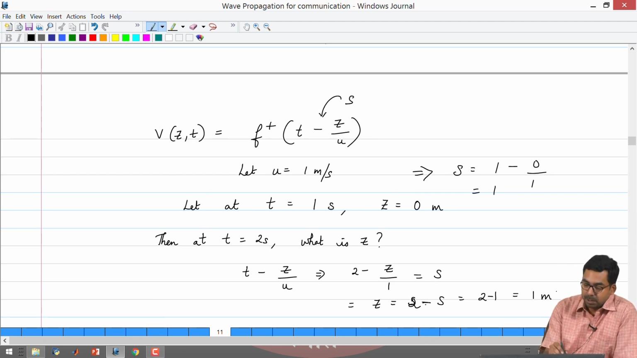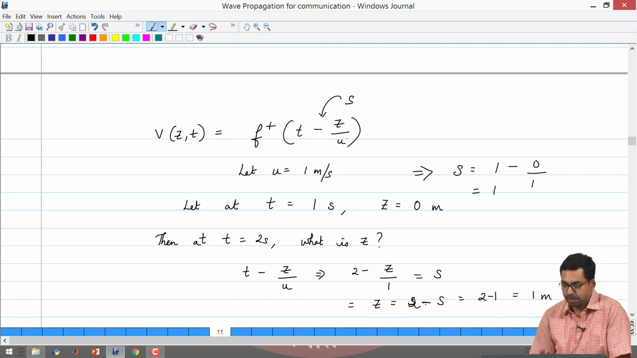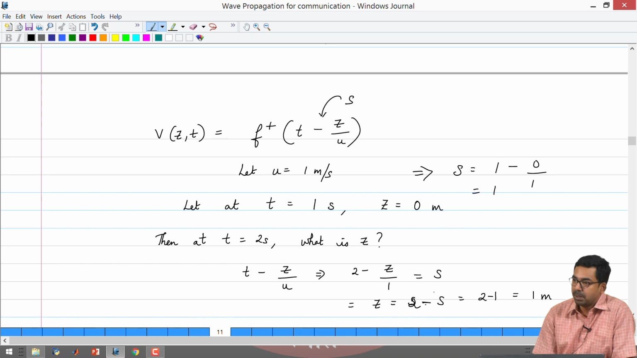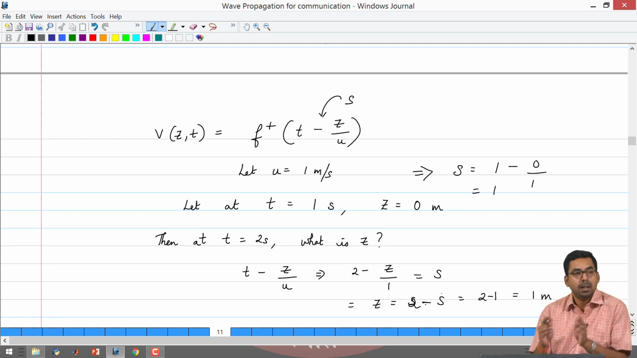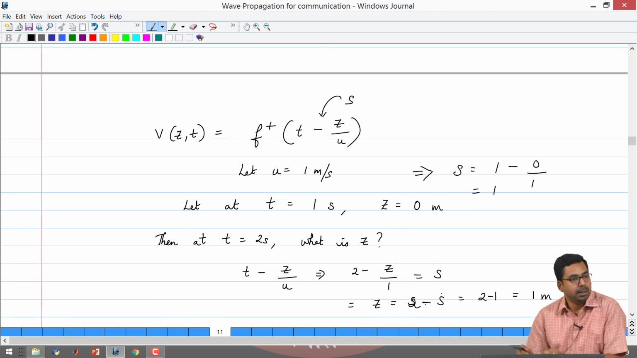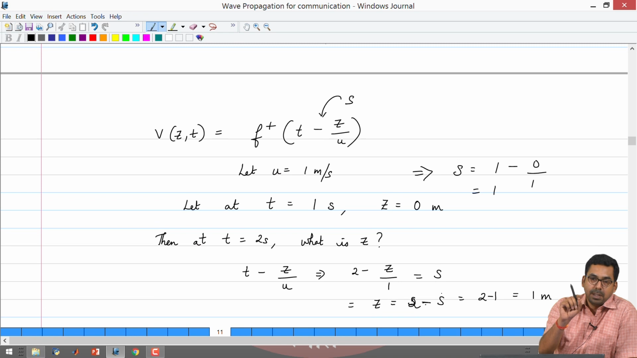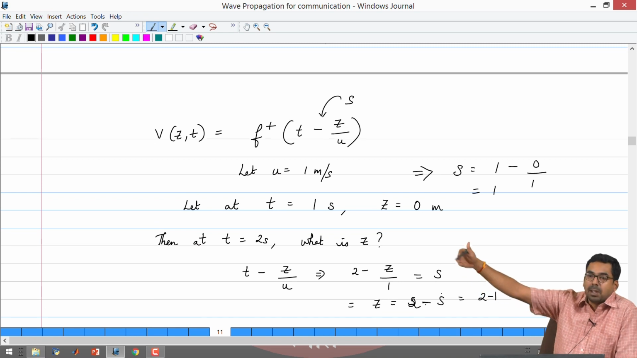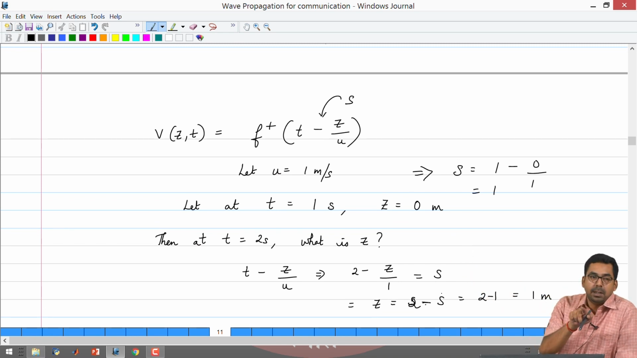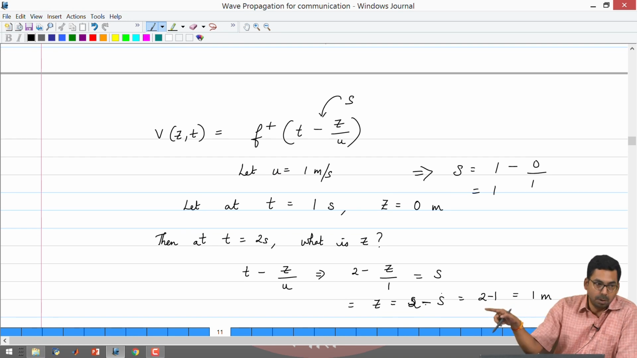So, when we took this solution part, which was voltage as a function of z comma t is f of t minus z by u, what we are seeing is that as time increases, say from 1 second to 2 second, the position at which the voltage was is actually traveling to the right side of your z axis, right. And if we mark the source to be z equal to 0 and the load to be z equal to some length L, it is actually going from source to the load, all right.